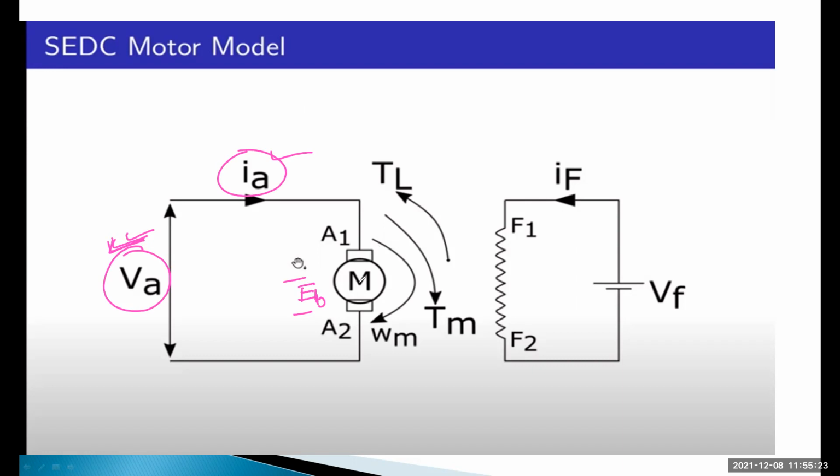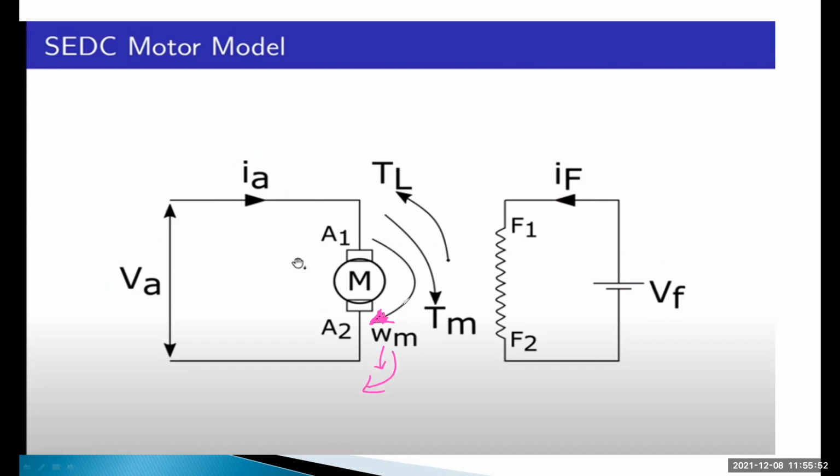Here this is called the motor, and this is called the field winding. Here VF is called field excitation of the winding, and this is called field current. If the rotor is rotating in the clockwise direction, this is called the direction of the motor rotation. So omega m is called rotation. It's rotating in a clockwise direction.